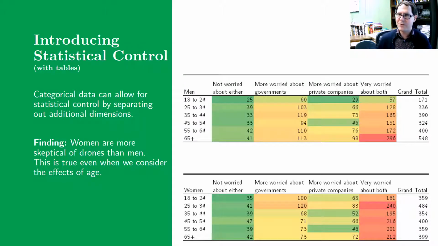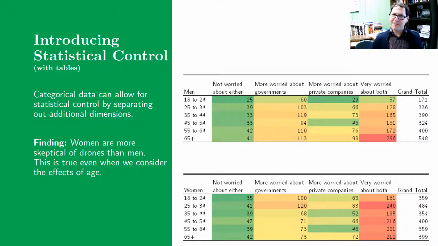But when I jump down to the women table, what I find is that that column on the right is all way above the average, with people expressing more concern in that category, and that's true regardless of age. Women in the 18 to 24 range are much more likely to say, "I'm very worried about this," than they are to say, "Not worried about either."